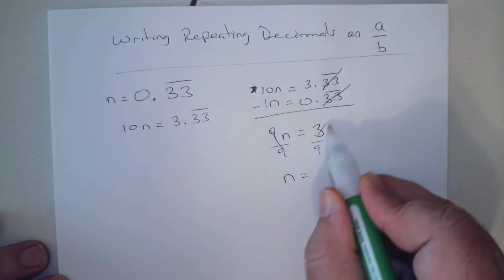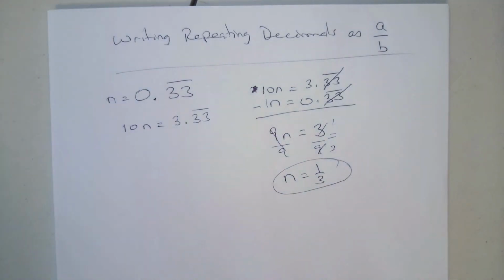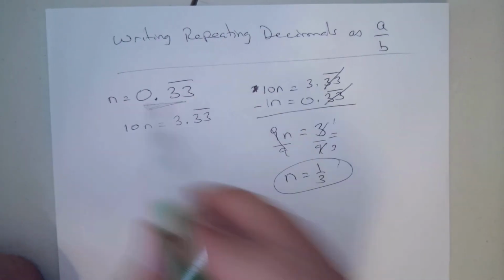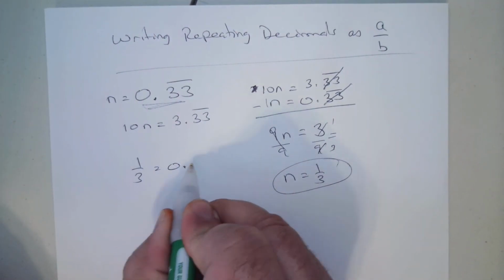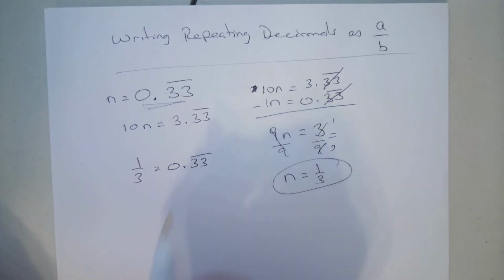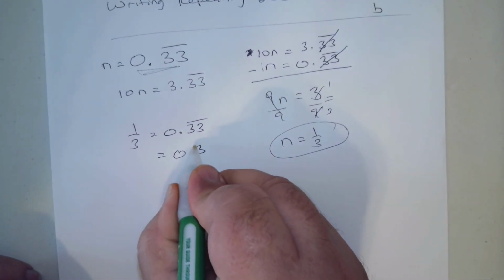This simplifies. So this answer came from that question. So 1 over 3 is equal to 0.33333, or I should have written 0.3 with a bar.